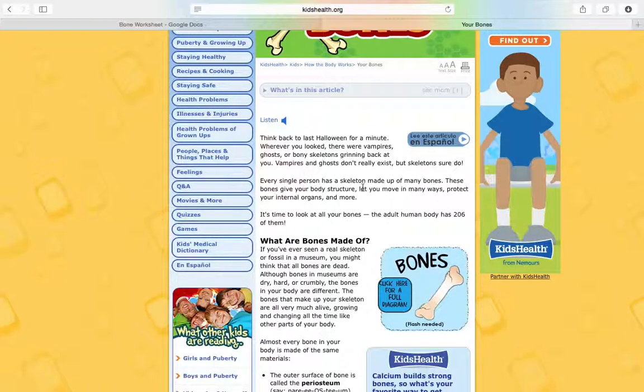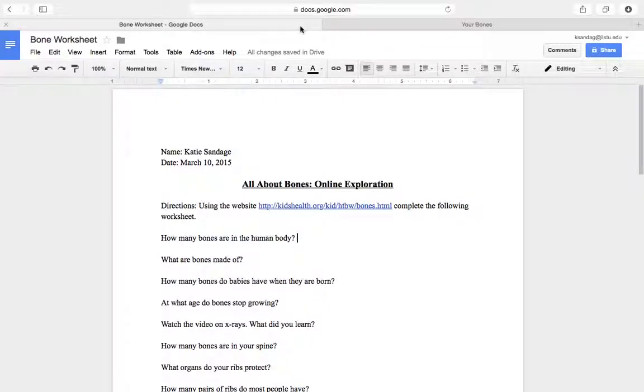Every single person has a skeleton made up of many bones. These bones give your body structure, let you move in many ways, protect your internal organs, and more. It's time to look at all your bones. The adult human body has 206 of them. So I see my answer right there, 206. This was easily able to spot because it was a number. So I'm going to type in 206 bones. I'm going to look at my next question.